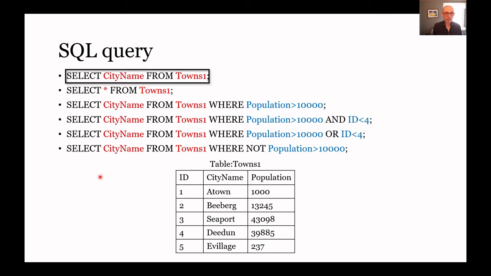So this first row here says city name from towns 1. What does that get us? That gets us all of the city names. A Town, B Berg, Seaport, D Dunman, E Village. So all of that, and it just returns the names. It returns that column. It doesn't tell us anything else. All we're going to get is from that table which towns are listed, which city names are there.